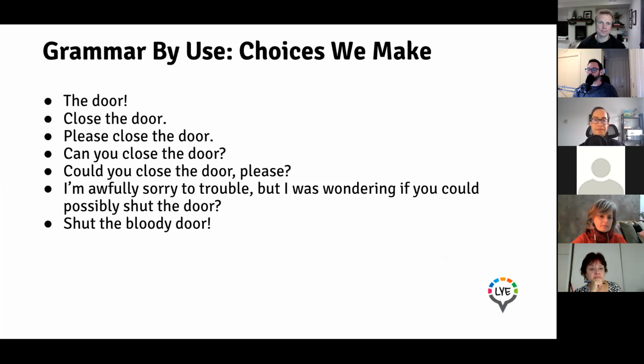grammar by use and the choices that we make. There was an activity where we talk about this idea of distance in language. And we have different examples of how you're asking someone to close the door. So here we have a few examples. Which ones are correct? Which ones are incorrect? Which ones would you use? Again, taking into consideration the meaning-making ability of language. What would you say?